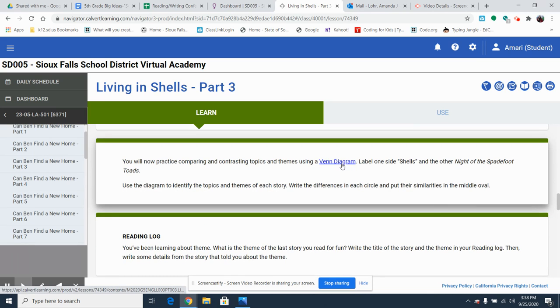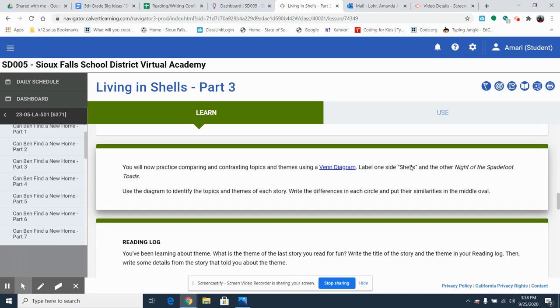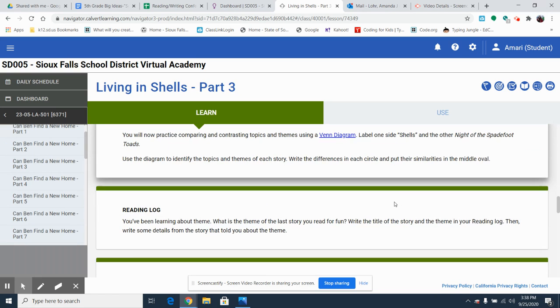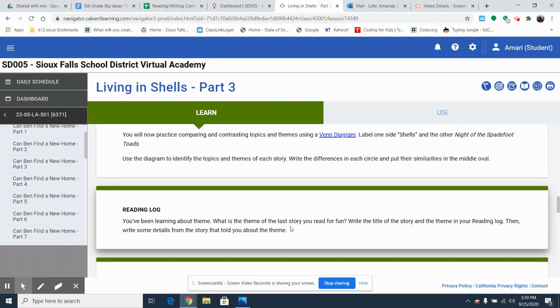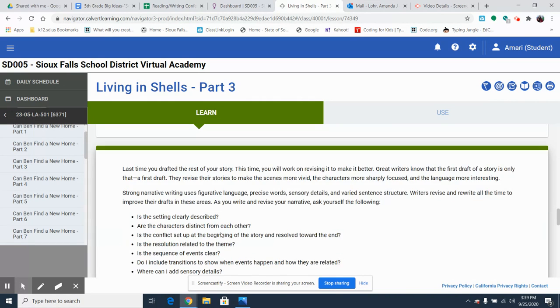Do that in a Venn diagram. That's how you're going to practice doing that. So label one side Shells and the other one Night of the Spadefoot Toads, and then use the diagram to identify the topics and themes of each story. Write the differences in each circle, and then put the ones that are the same in the middle. And you need to do at least 3 in each section. You do not need to do the reading log, so you can skip that.